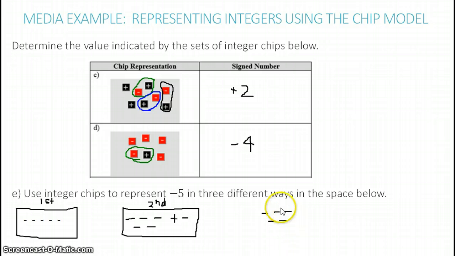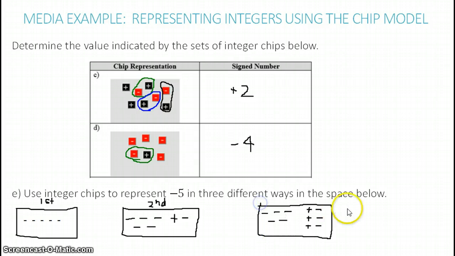And there are my 5 negative chips. And you can imagine we can add as many of the positive and negative pairs as we'd like. As long as we add the pairs, they'll cancel each other out. I chose to use 3. You can use any amount you want. And this will be our third way. So we have represented negative 5 in 3 different ways using integer chips.